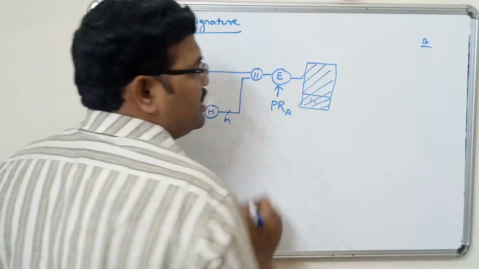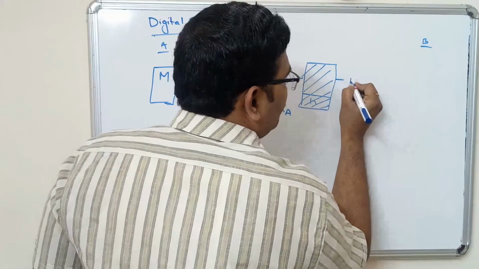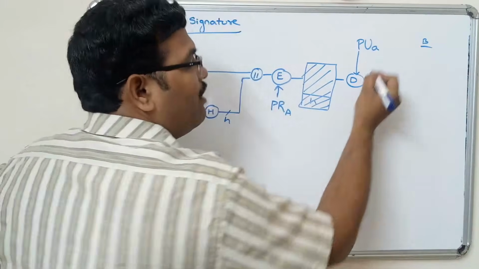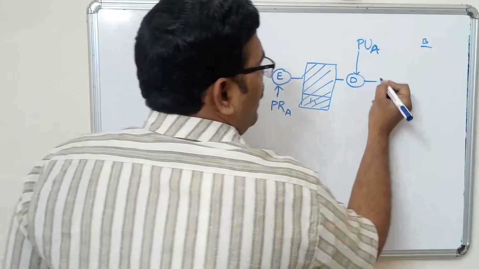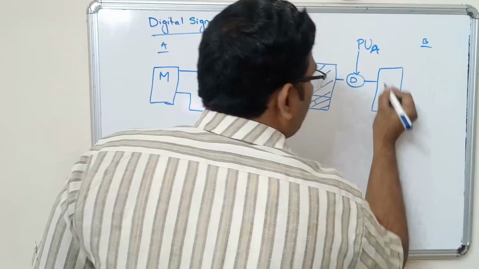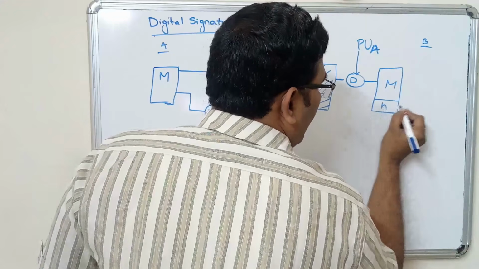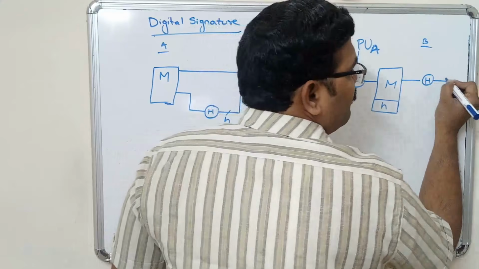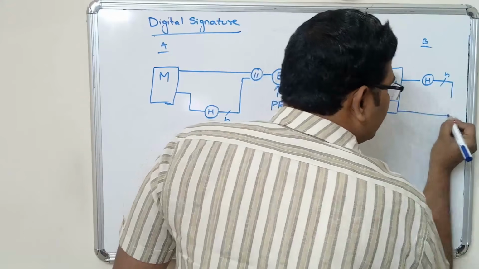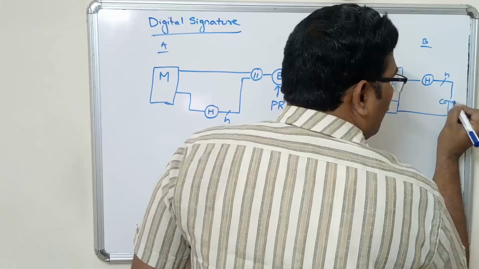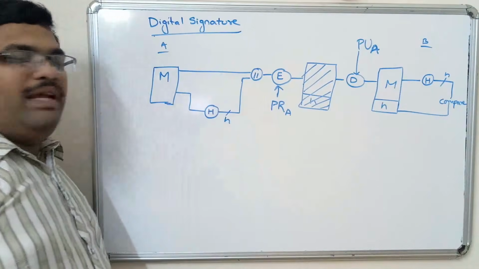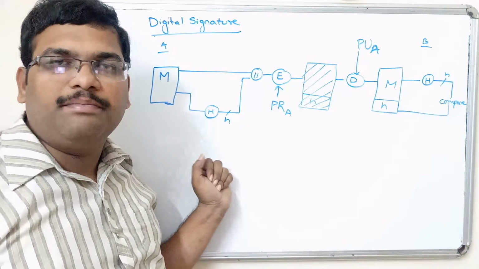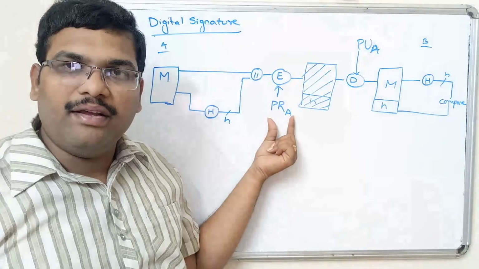So this is the encrypted message, and at the receiver side it is first decrypted using the public key of A, which is available to all the users, so that we again get the plain text message and hash code. Hash functions are applied again so that we get a hash code, and this hash code is compared with the appended hash code. If the message has been sent like this, we can say it is a digital signature, because at the sender side we are using the private key.